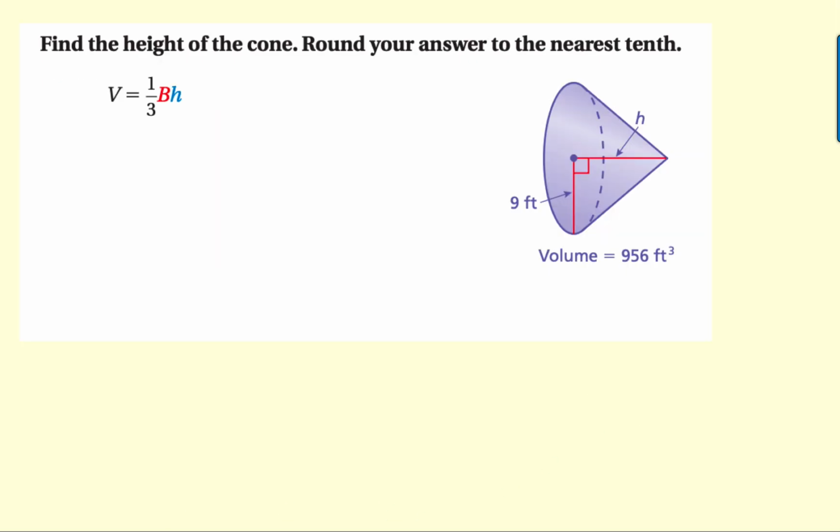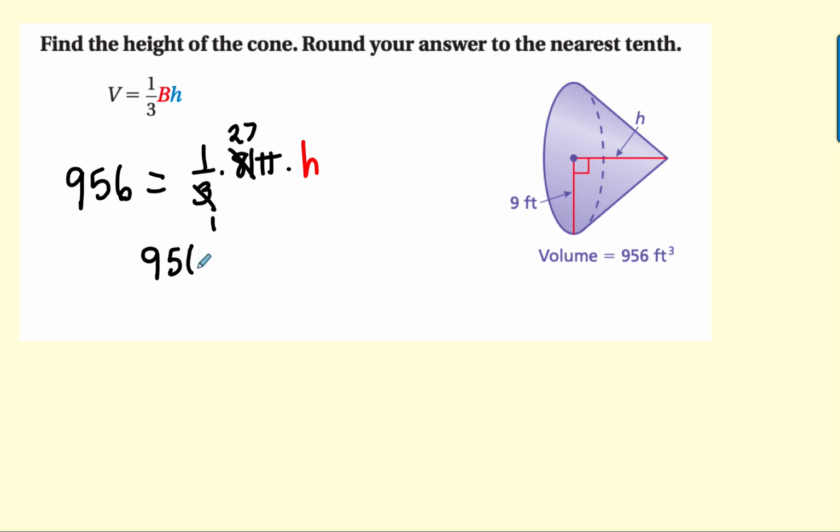Okay, let's do it again. Let's make this a backwards problem. So we're being asked for the height when we know the volume and we know the radius. So here's the formula. I'm going to write 956 equals 1/3. The area of the base, remember, is going to be 81 pi because that radius is 9. And then times what we're looking for, which is h. I'm going to do a little reducing. 3 goes into 3 one time, 3 goes into 81 27 times. So I have 956 equals 27 pi, and then I have my h that I'm looking for.